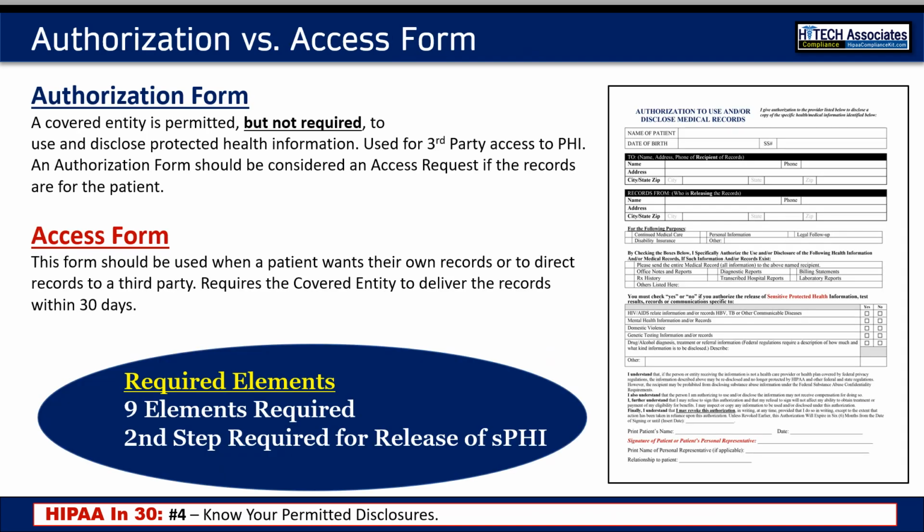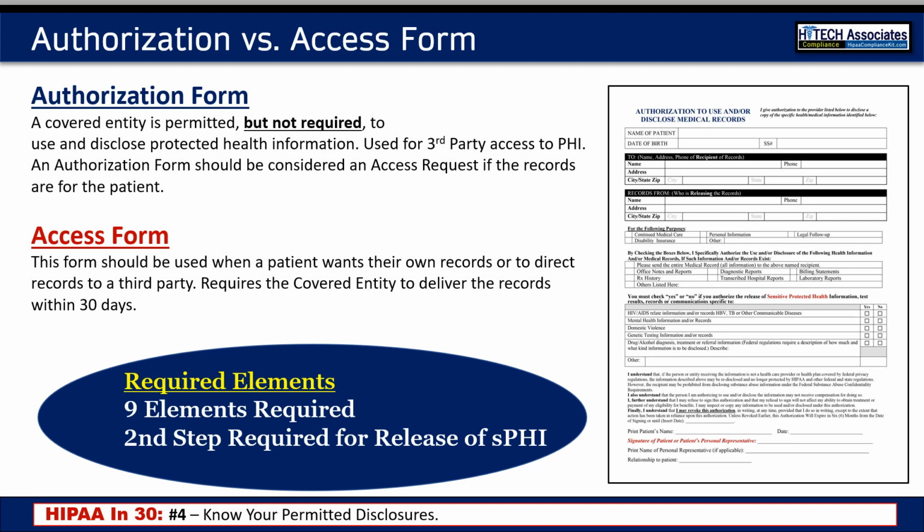So under HIPAA, we have two ways to request records. One is through an authorization form. The other is the access form. An authorization form is when a third party is requesting records on the patient. Most common would be a court subpoena.